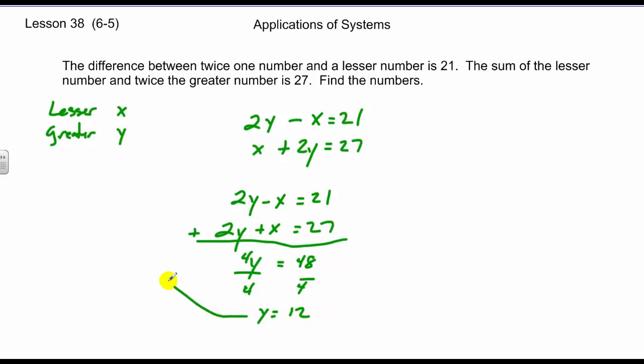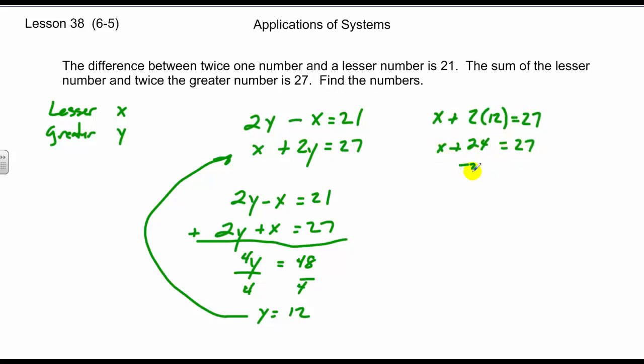Plugging back into one of these two equations, I get x plus 2 times 12 is equal to 27. It's 24 plus x is equal to 27. Subtract 24 from both sides, and I get 3 is equal to x. So that's my lesser number. My greater number is 12.